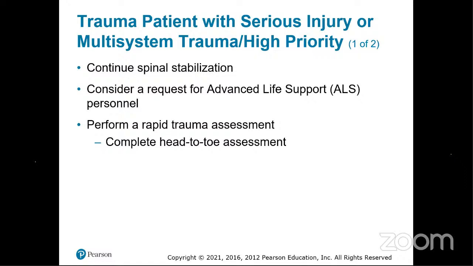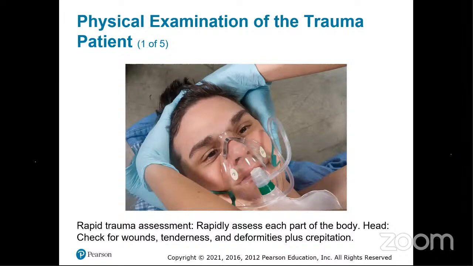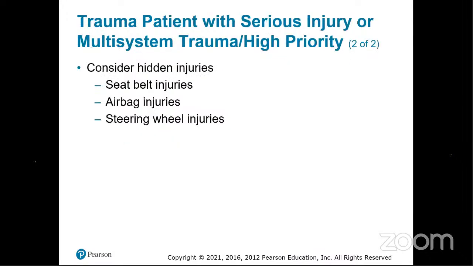We'll go over all of that placement a bit though. Continue C-spine for these guys as a high priority. Consider ALS and then a rapid trauma assessment and complete the head to toe. This next few slides will walk you through doing the rapid trauma assessment, and we're going to check for wounds, tenderness, deformities, and crepitation. That's all hands on, so we'll hit all of that in the next few months.